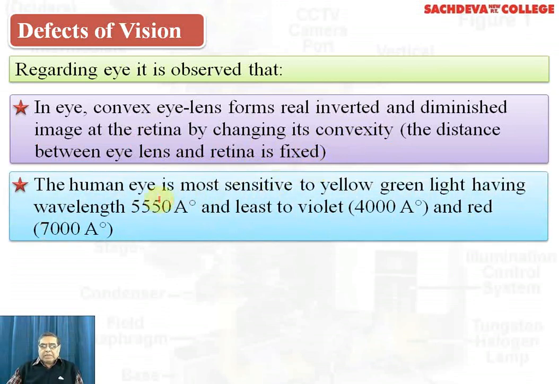The human eye is most sensitive to yellow-green light, having a wavelength of 5500 angstrom units. However, it can vary up to 5800 angstrom units, and on the violet side it is 4000 angstrom units, and red is 7000 angstrom units.